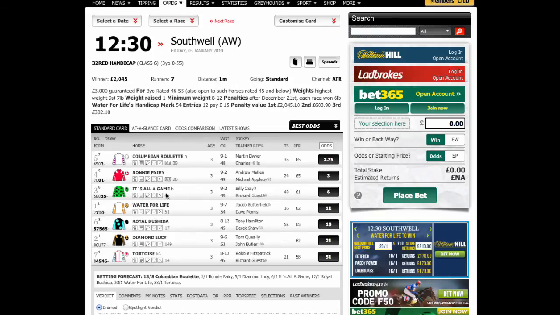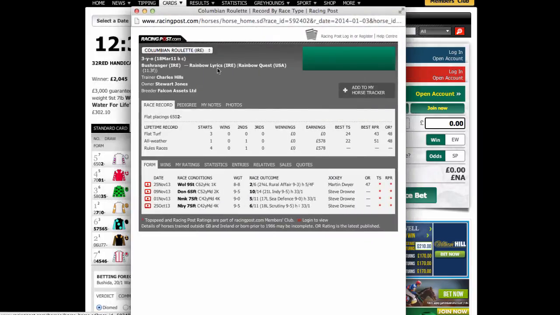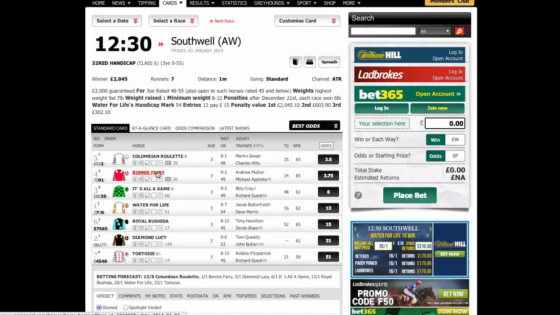So what we've seen there is that we don't like Water for Life very much. It's All a Game we prefer over Colombian Roulette. Colombian Roulette is now the shortest in the race, but we don't like this horse quite so much as Boniferri, who won last race as a course distance winner and looks to have a strong chance. So for us it's Boniferri or It's All a Game.